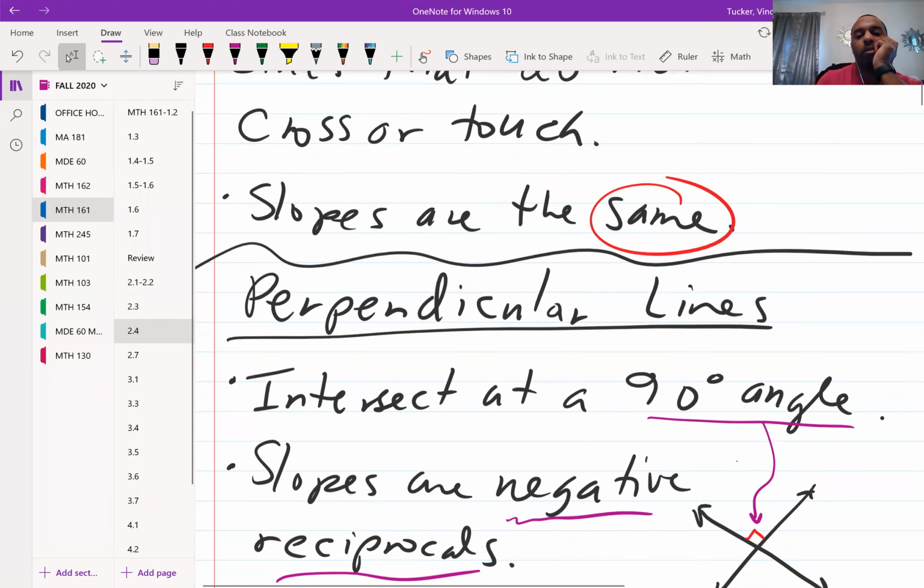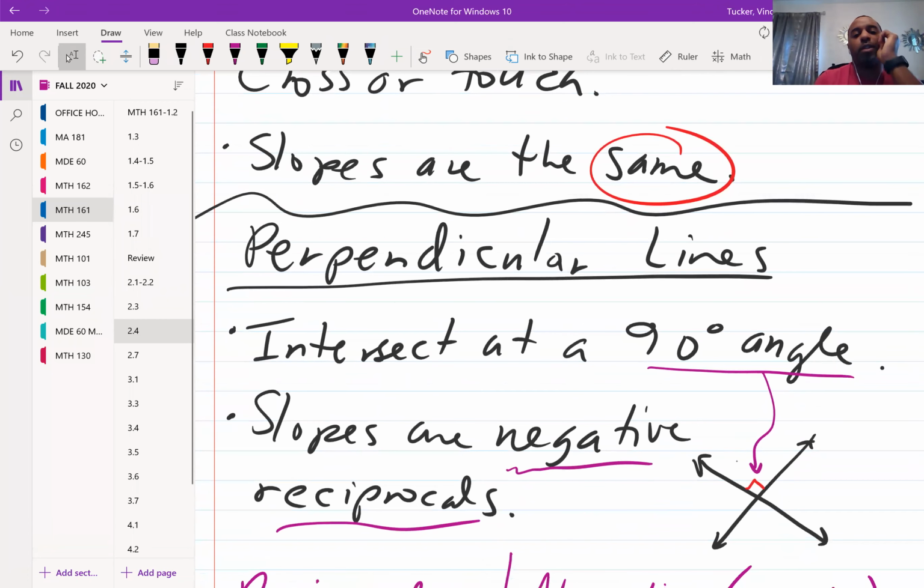All right. Perpendicular lines intersect at a 90-degree angle. Their slopes are negative reciprocals of each other. So you can never assume that you have perpendicular lines. There has to be something either in the directions or the symbolism, that little square in between, to let you know that you have a 90-degree angle. You can never assume that you have a 90-degree angle, so always keep that in mind.